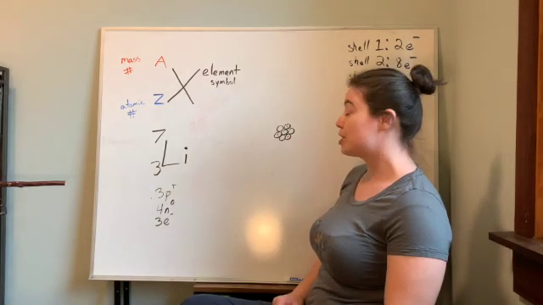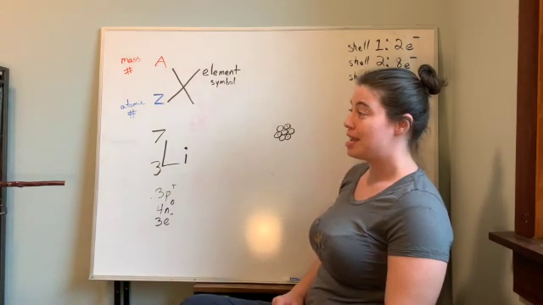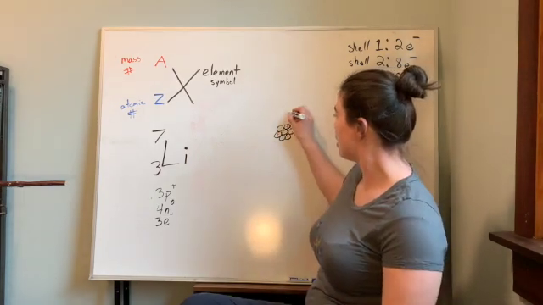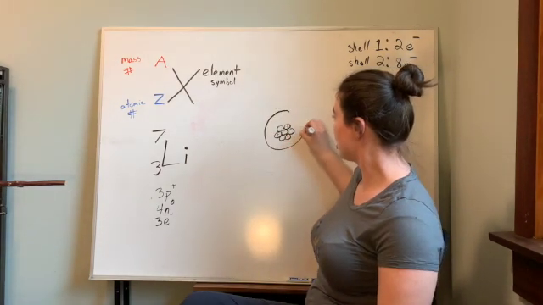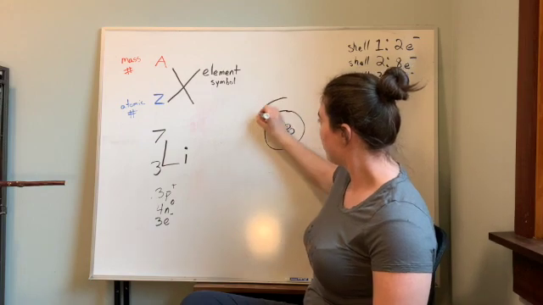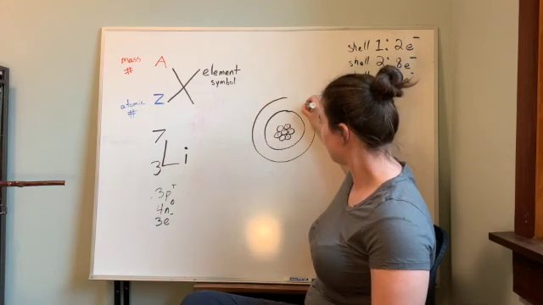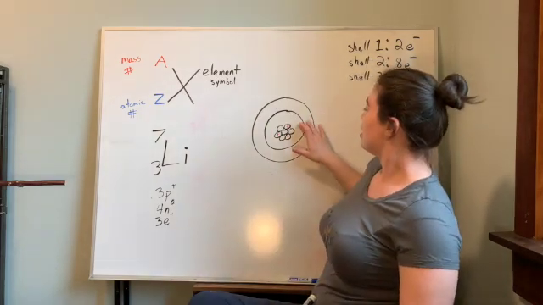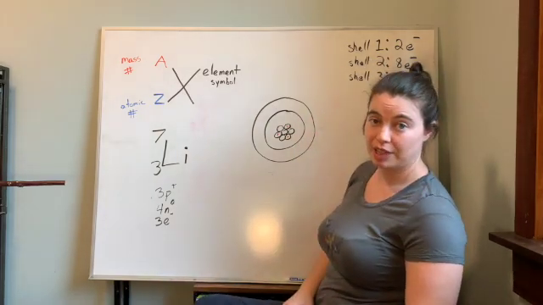Because it's in the 2nd row, that means that it has 2 electron shells. So I'm going to go ahead and draw those electron shells. This is where we are going to put the electrons. Now, each shell can hold a different number of electrons.